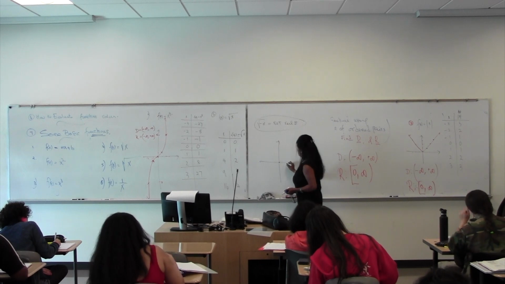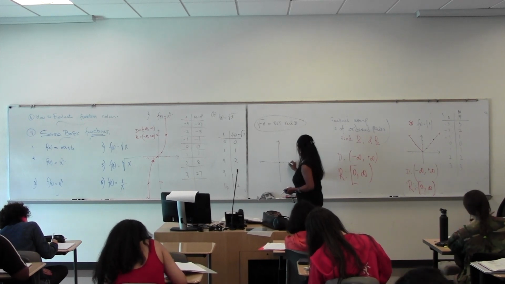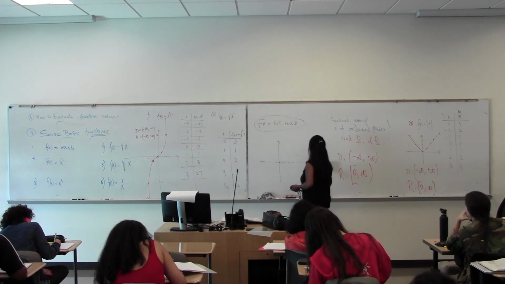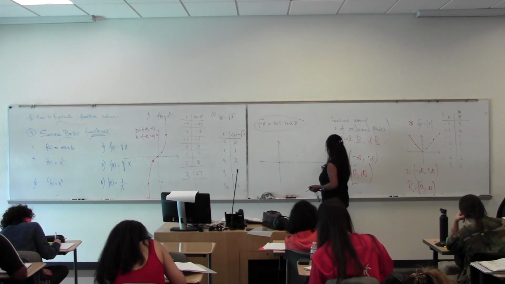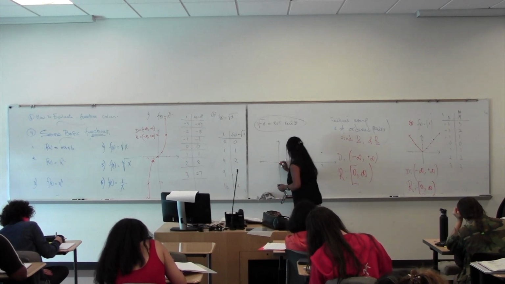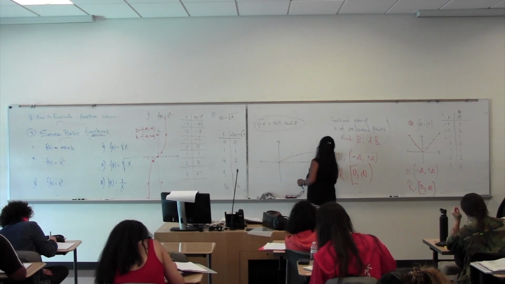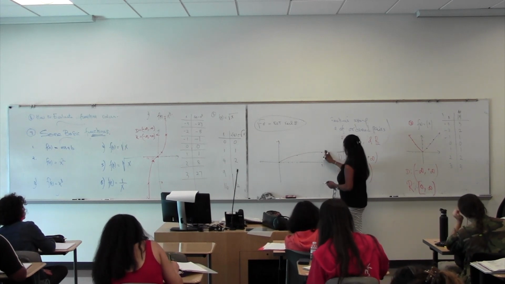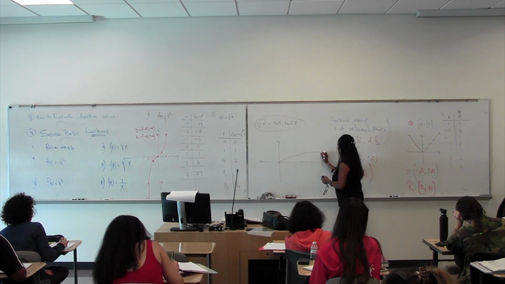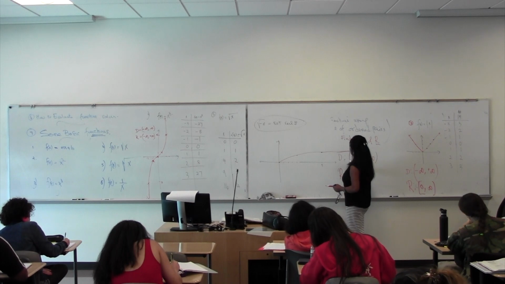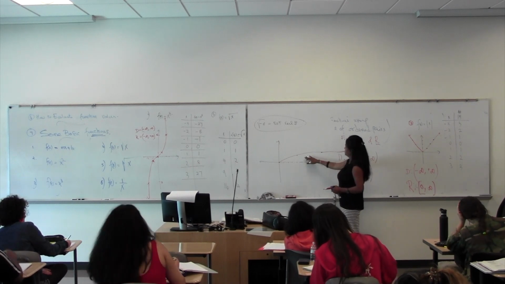0, 0, 4 and 2, 9 and 3, right? So the graph is starting from here, going like this. It's slightly increasing here. 16 and 4. Okay? So you guys can see this, right?